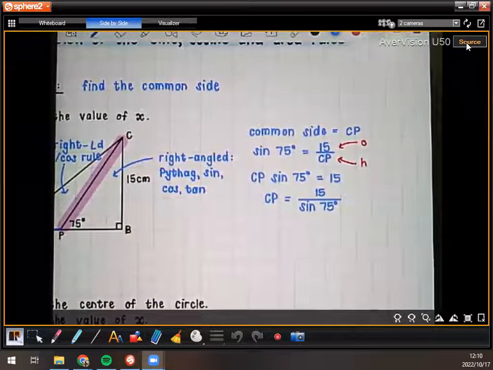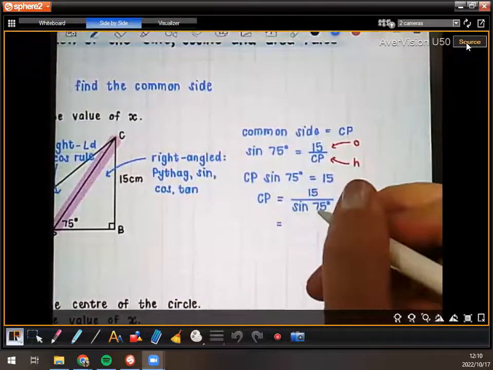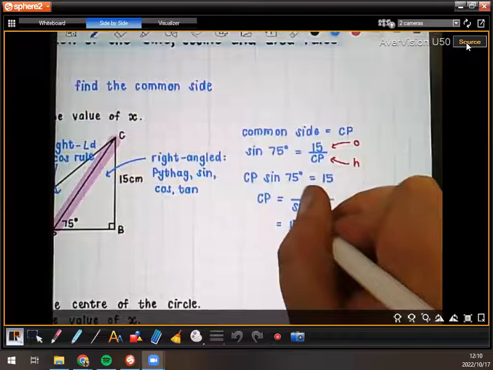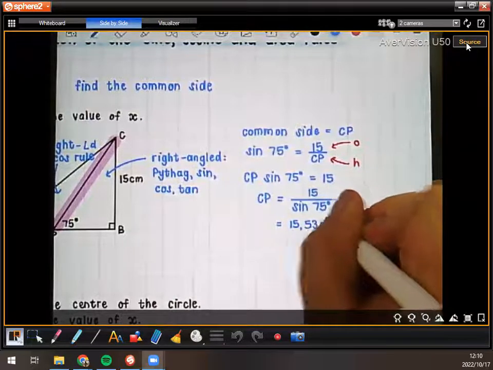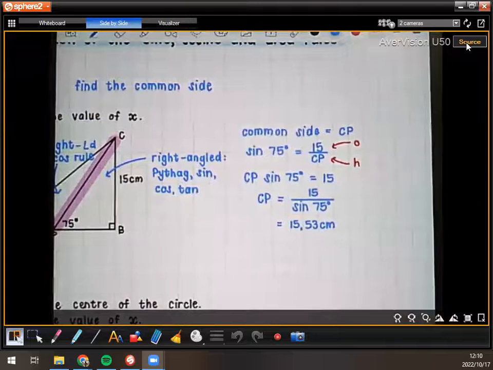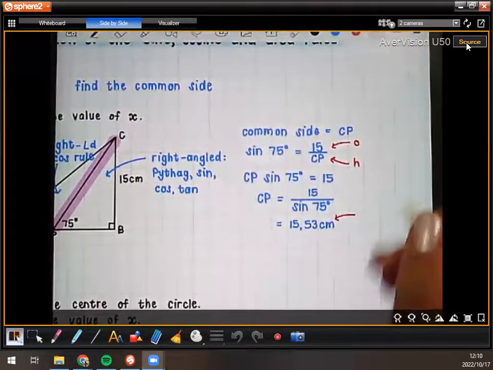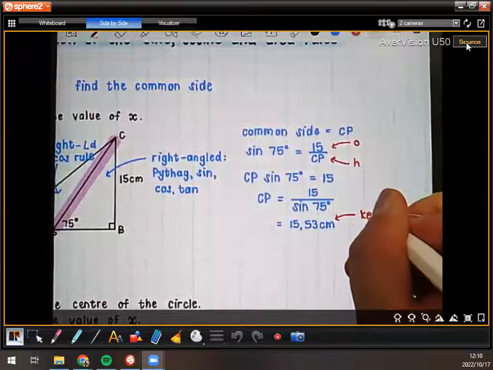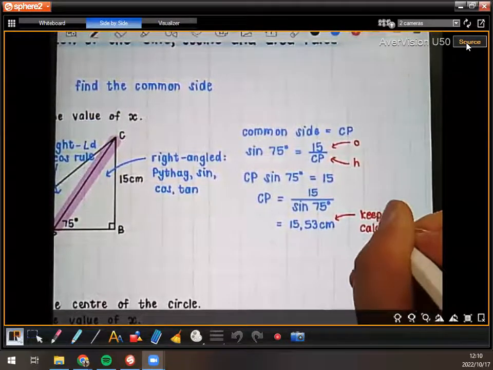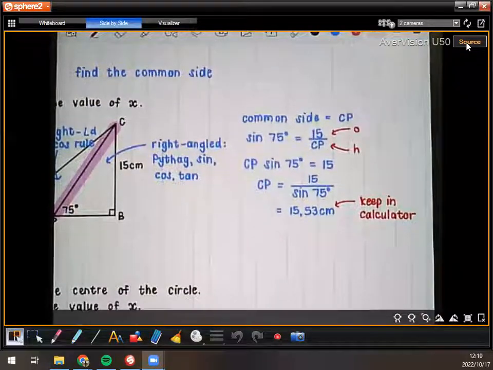Right, you can type that into the calculator. And the answer that I got, the answer in the book, is 15,53. So guys, I'm writing a rounded off answer, but remember you must keep the answer in your calculator. Okay, so I'm just going to write here, calculator, because it's not the final answer, so we're not actually allowed to round it.